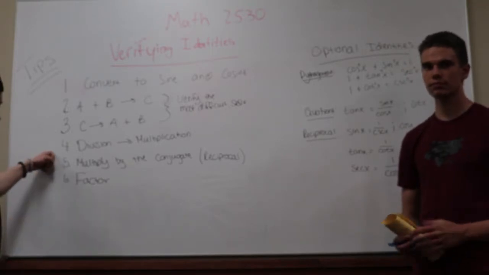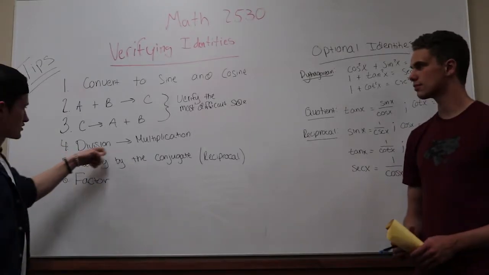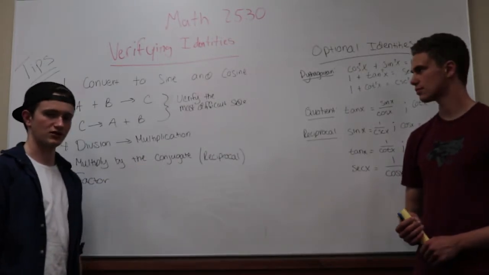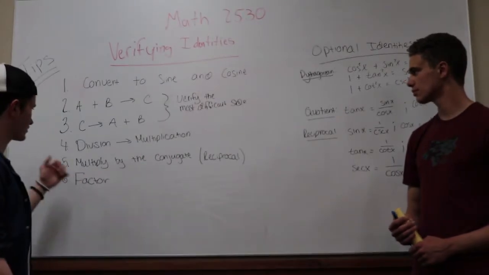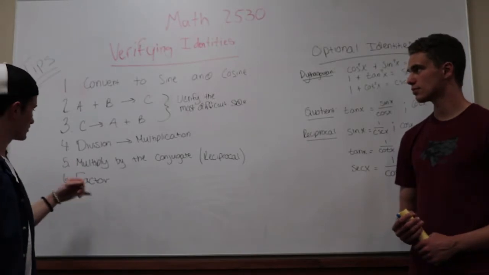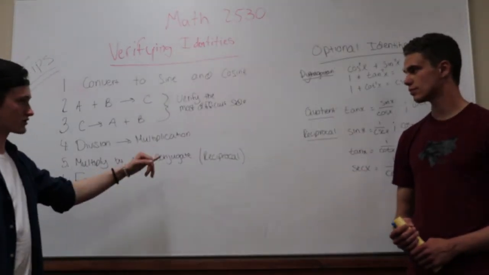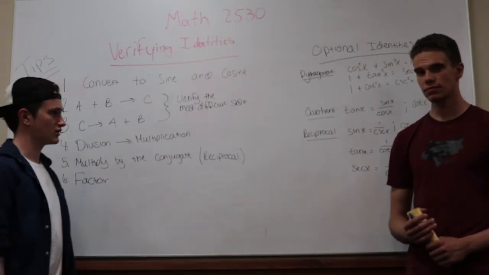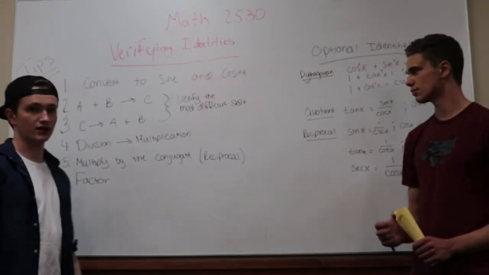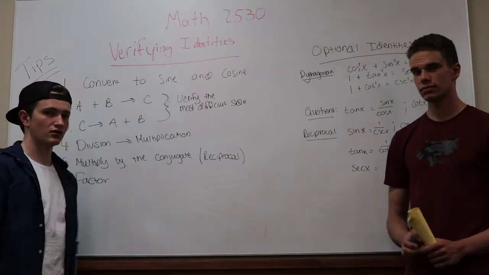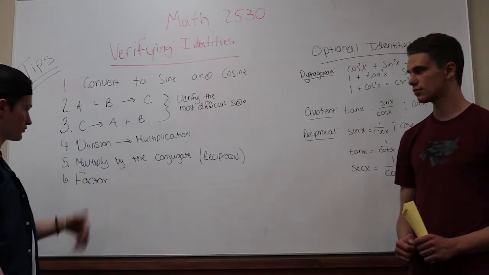Step number 4 is changing division to multiplication. That's just a recommendation. It makes it easier. You don't have to, but it's just recommended. Step number 5 is to multiply by the conjugate. So that's just using the reciprocal identities. So that would be saying, for example, sine of x equals 1 over cosecant of x. So that would be like that.